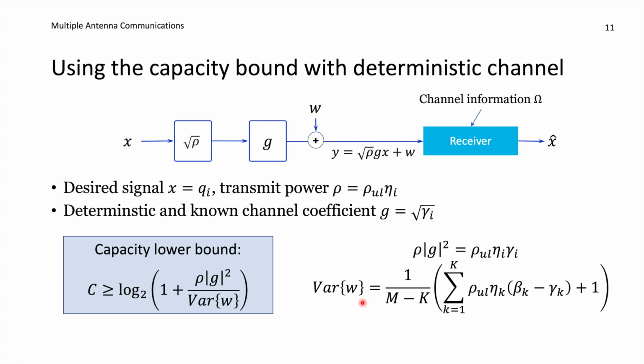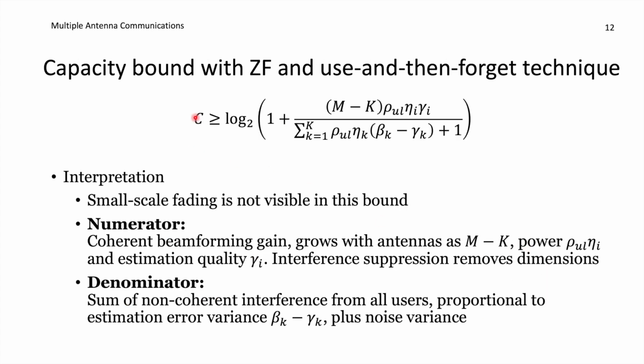And the variance of w was the product of the two constants that we had in the covariance matrices on the previous slide. If we compute the ratio between the two different terms, we can move the M minus K into the numerator, and then we get this capacity lower bound, which to a large extent looks similar to the capacity lower bounds that we have seen previously. But now it is for zero forcing, and we are essentially using what we call a use-and-then-forget technique, because we know the Ĥ matrices, but when we are computing the variance of the effective noise W, we are assuming that we don't know Ĥ anymore.